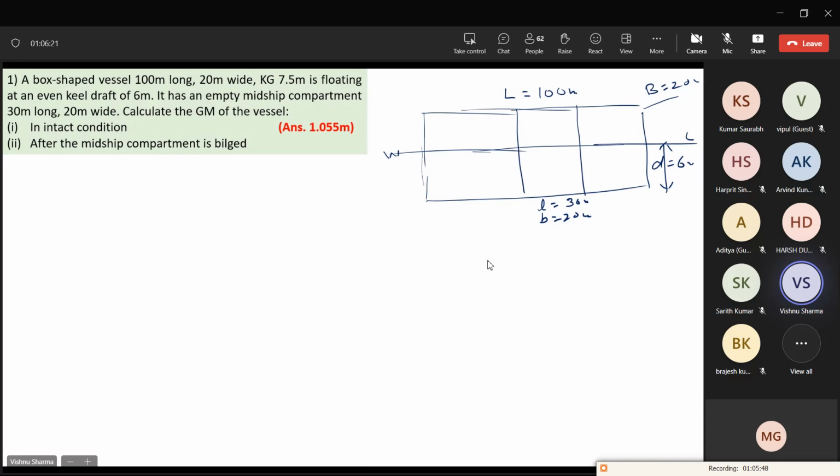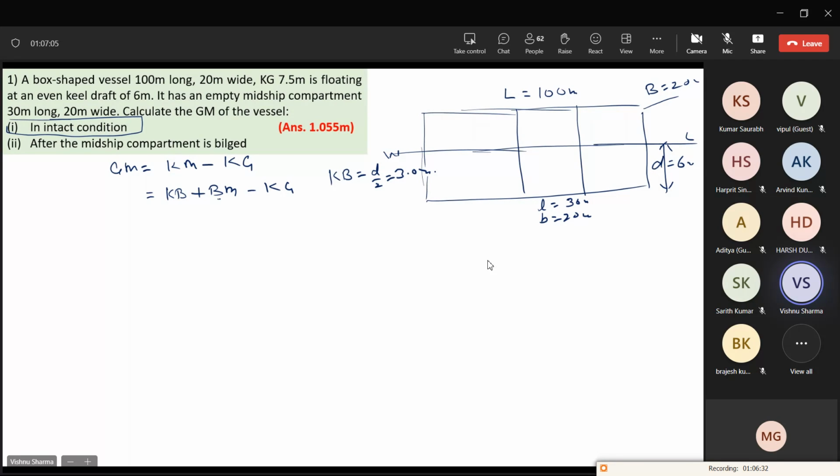So let's deal with the intact condition first. We all know that GM will be equal to KM minus KG because there is no mention of FSM. What is KM equal to? KB plus BM, minus KG. It's a box-shaped vessel, intact condition. I'm sure KB needs no discussion. KB will be draft by 2, equal to 3 meters. Am I right, guys? Box-shaped vessel. We are talking about the first part in the intact condition before bilging, which you already know. Actually, I should not be doing it, but I just want to take you through again.